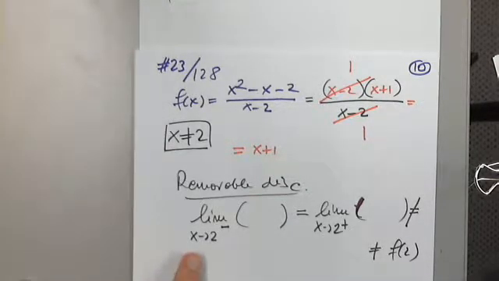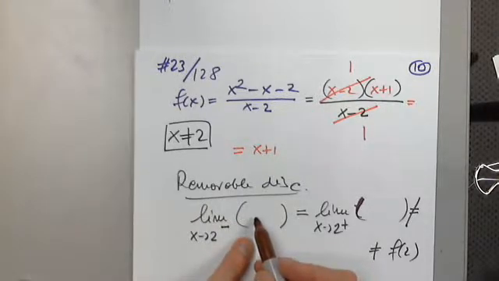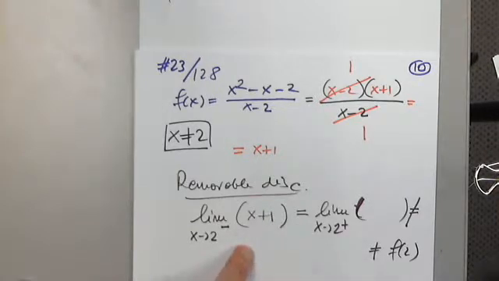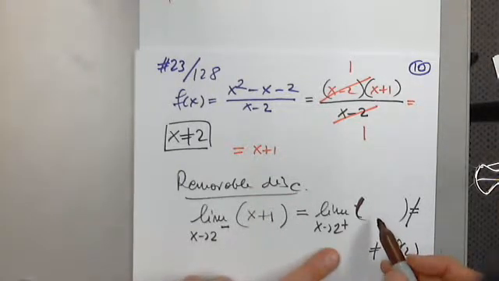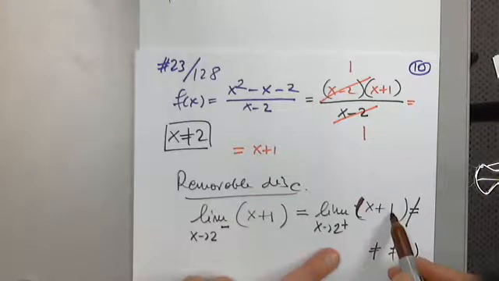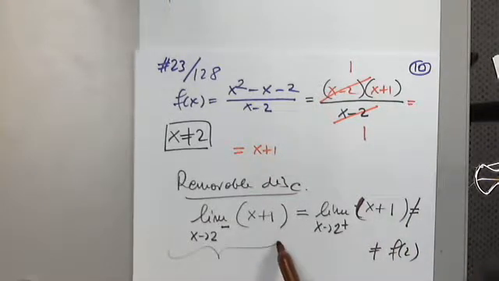So the limit from the left of what? Awesome. The simplified form. And the limit from the right of what? Of course. So how much is this?